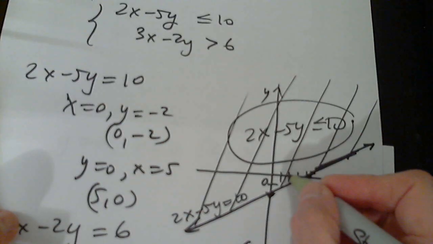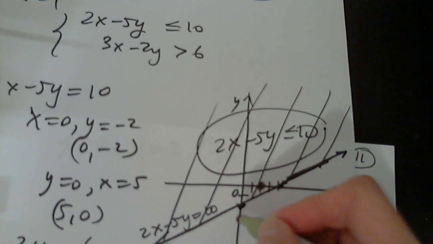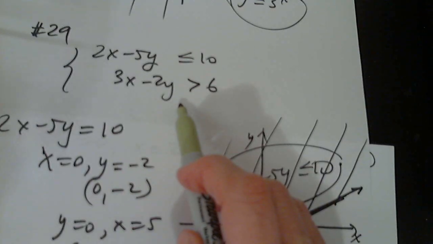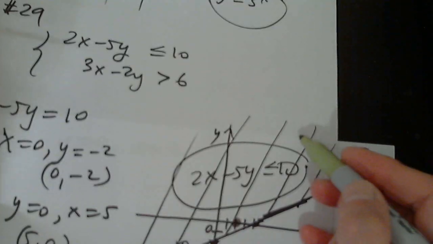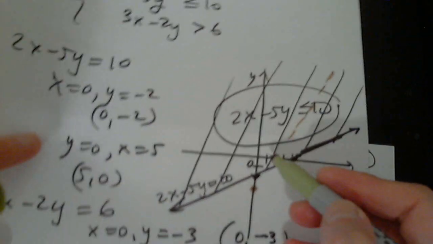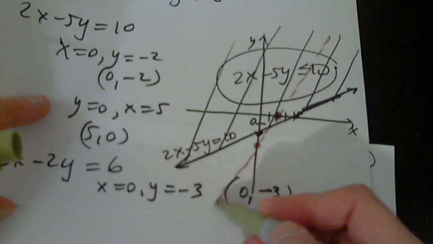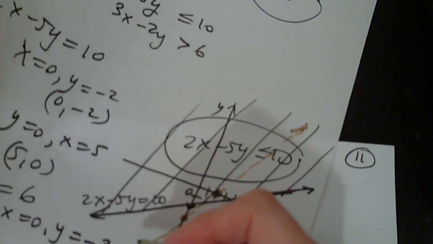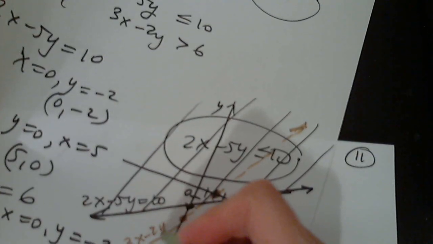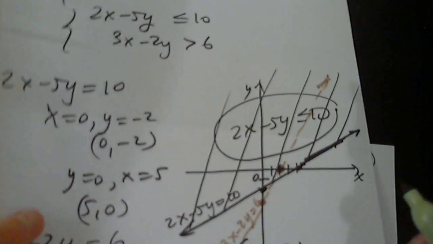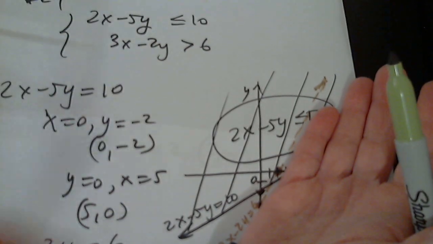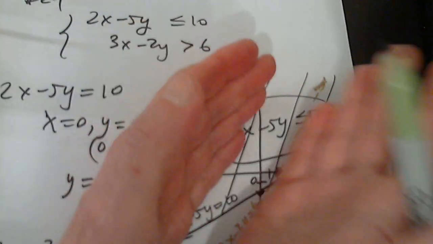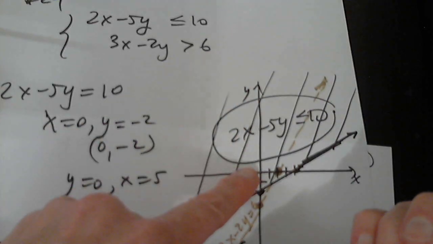I go back to the graph. So 2, 0. And 0, negative 3. Solid? No. So this is 3x minus 2y equals 6. It divides the plane into two pieces, this and this, and I will check with the origin.